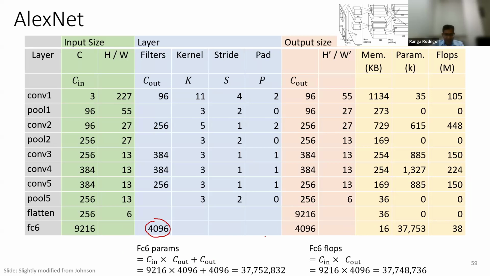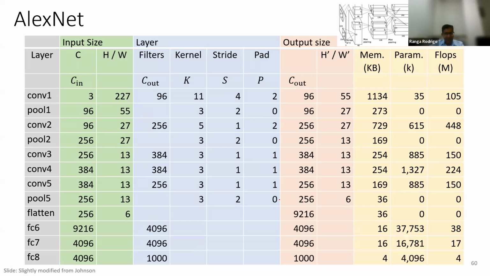And then what is the number of floating point operations for a fully connected layer? C in times C out. That's it, because all the nodes are connected to all, because there is multiplication here. 38 million floating point operations. Yeah, that is our full analysis of the AlexNet.